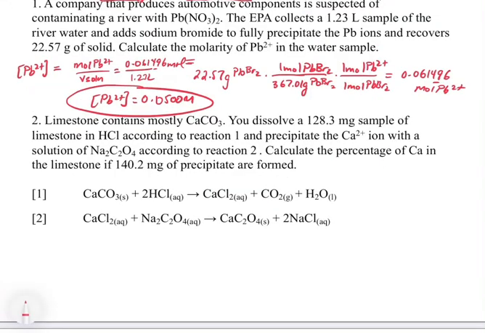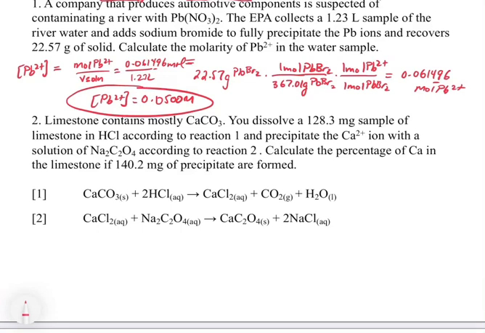So the second problem says limestone contains mostly calcium carbonate. You dissolve a 128.3 milligram sample of limestone in HCl according to reaction 1 and precipitate the calcium 2+ ion with a solution of sodium oxalate according to reaction 2. Calculate the percentage of calcium in the limestone if 140.2 milligrams of precipitate are formed.